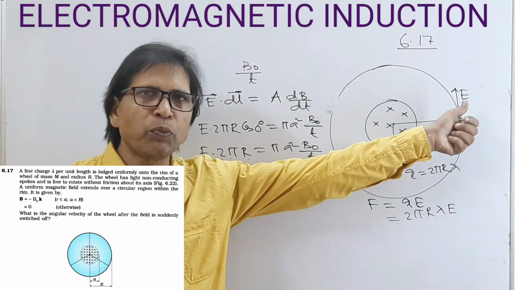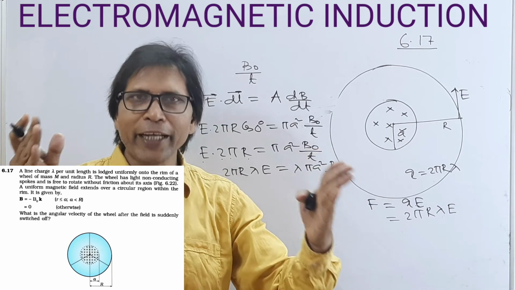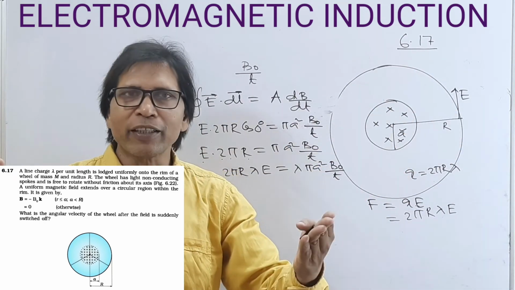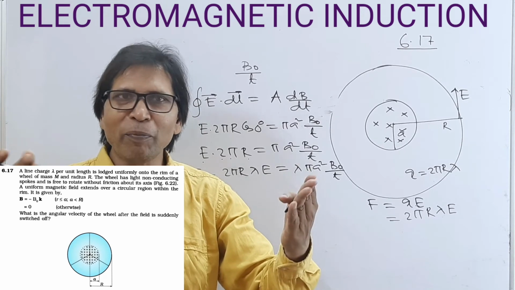Now due to this force, the torque experienced by the coil is F into R. Now this torque is equal to I into alpha.